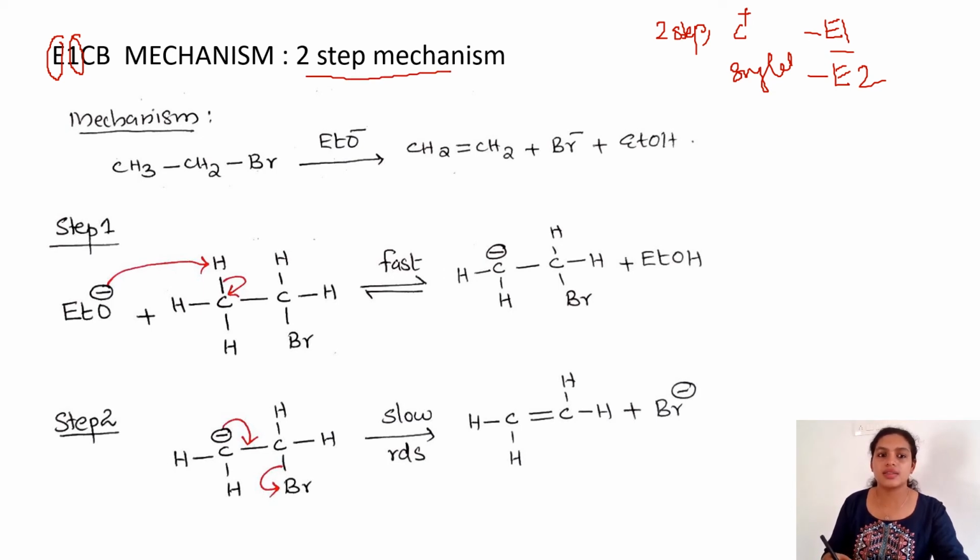We have taken the simplest example. Actually the E1CB mechanism is not operating in the case of ethyl bromide, but I have taken this example for simplification. In the first step, the ethoxide ion, the base, abstracts 1 proton to give a carbanion intermediate.